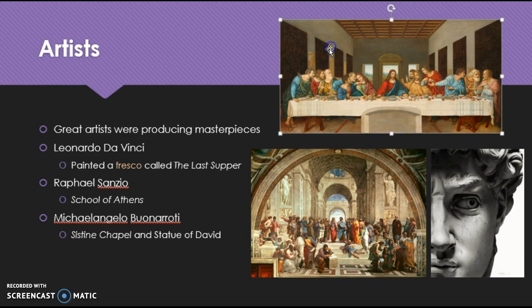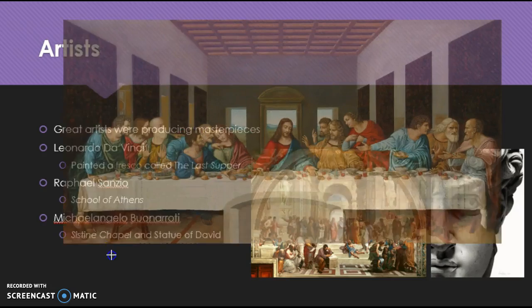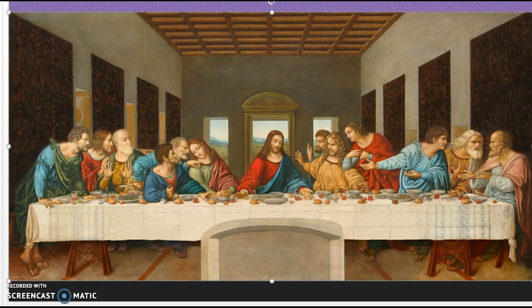Okay, here is the Last Supper right here. This one has been touched up a little bit. So in this painting, the Last Supper, it shows Jesus right here and his disciples. Leonardo was able to show human emotions through small differences in how each apostle held his head or the apostle's position in relation to Jesus.